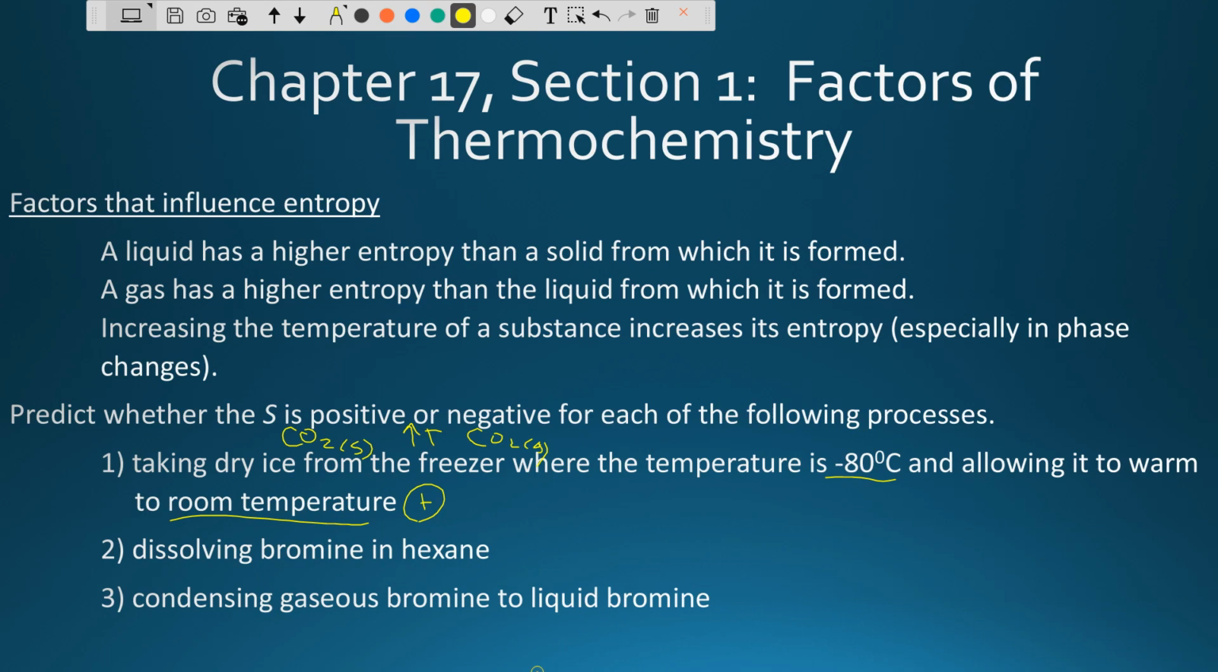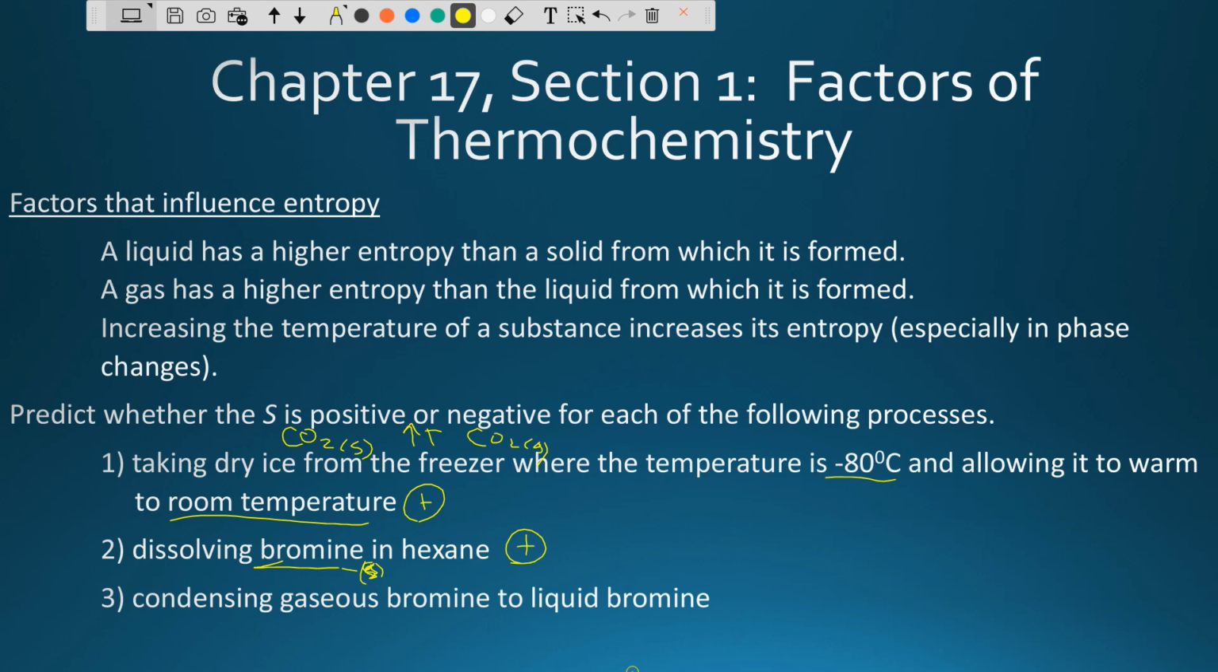Now we have dissolving bromine in hexane. Bromine typically is going to be a liquid, but if they're saying dissolving, we would assume that it's going to be like a solid particle in this one. And also bromine is going to be nonpolar along with my hexane, so that's going to be nonpolar. I would expect that to be a positive entropy as well.